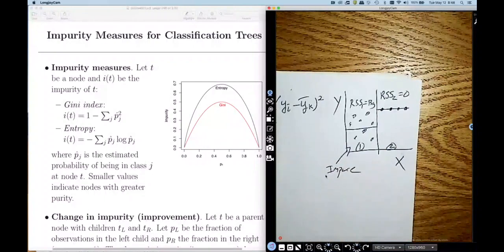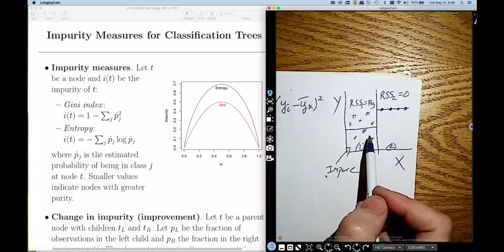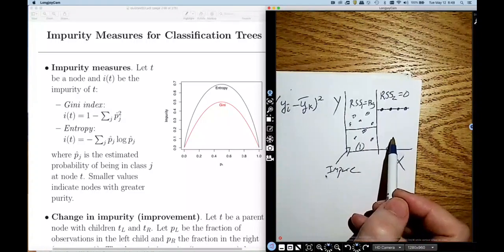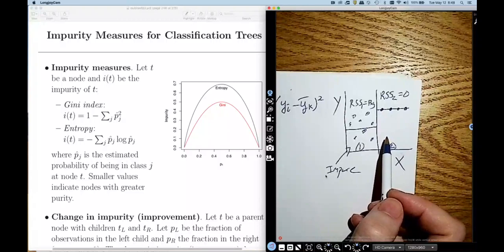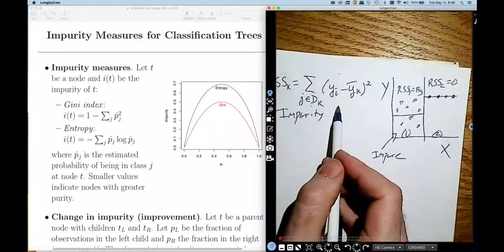So what we're really trying to do with trees in general is introduce these splits to improve the purity of my fit. What do I mean by that? Make these sums of squares as small as possible.